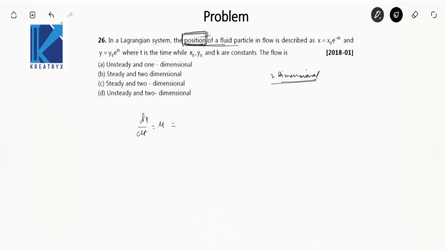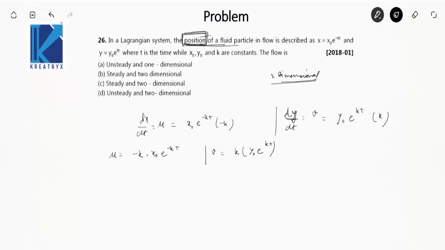Okay, dx by dt is equal to u and dx by dt will be x naught e raised to power minus kt into minus k. Similarly, dy by dt will give you the velocity component in y direction, that will be equal to v, which is y naught e raised to power kt into k. Okay, so now u is equal to minus k x naught e raised to power minus kt and v becomes k y naught e raised to power kt. Okay, x naught into e raised to power minus kt, this is x, see from the question, and this becomes y. So u is equals to minus kx and v is equals to ky.